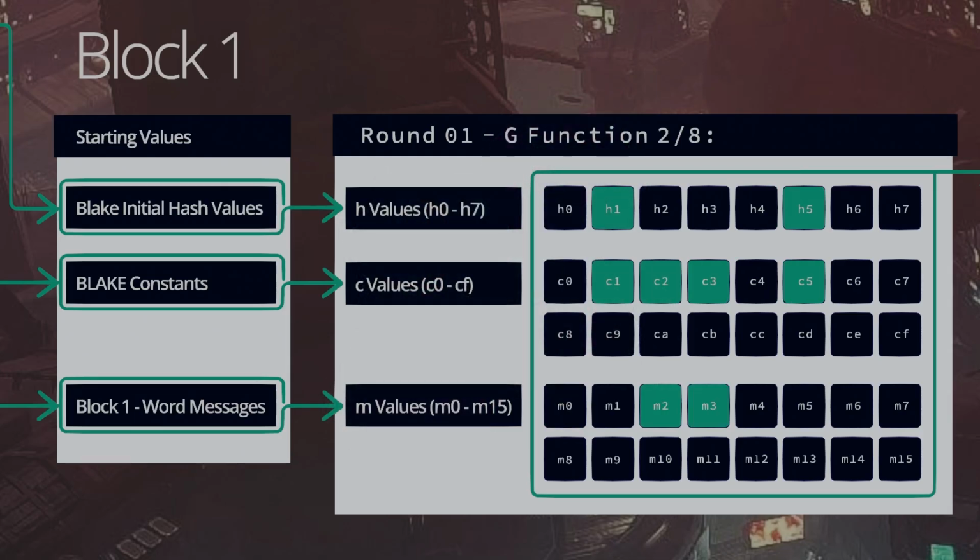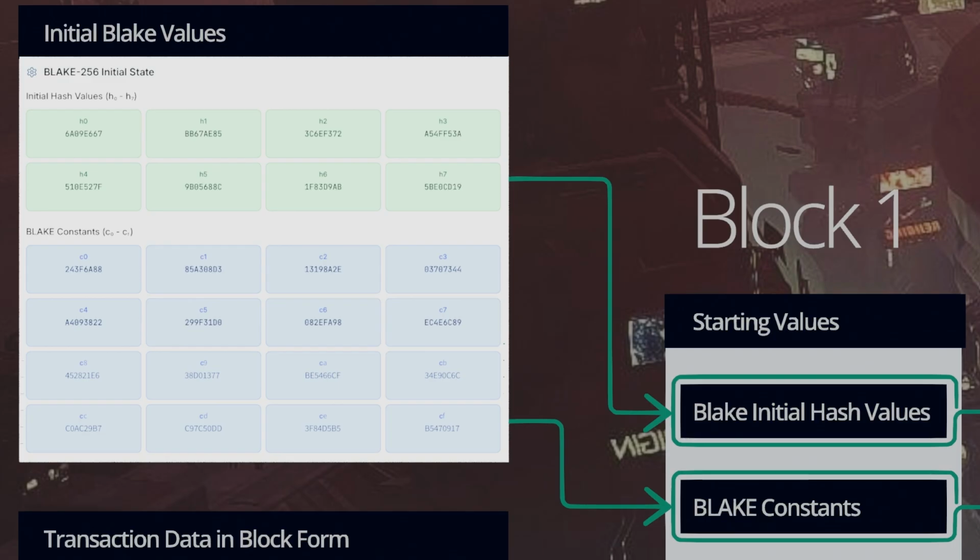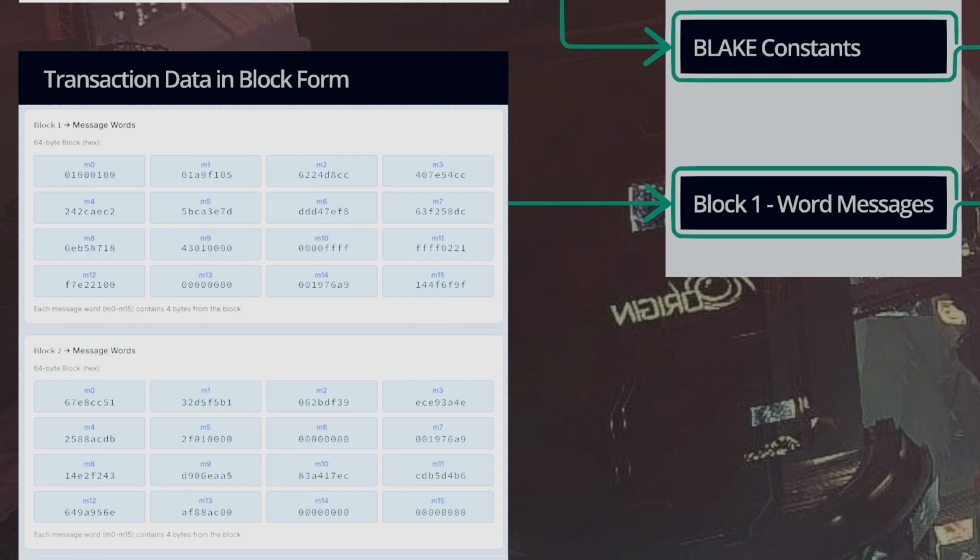This time out, we're going to focus on the Blake-256 algorithm being used in our transaction hashing process. Our starting point consists of the initial hashing values H0 to H7, the hashing constants C0 to CF, and our first transaction block of 16 word messages M0 to M15.